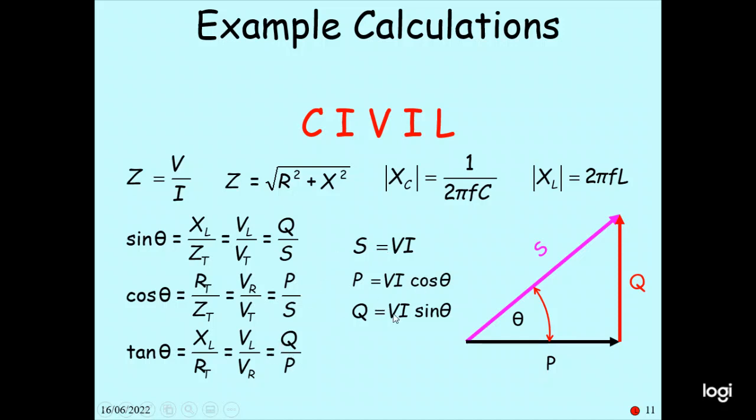So this is the power triangle. Real power horizontal, reactive power is vertical as Q, and apparent power S. So real power P, reactive power Q, apparent power S. So this is angle theta.